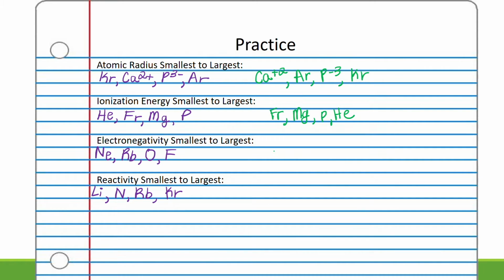Electronegativity from smallest to largest. So actually, it's going to be right in that order because neon has, remember, it's a noble gas. It has no electronegativity at all. Then it's going to be rubidium, oxygen, and fluorine. And reactivity from smallest to largest. So krypton, because that's a noble gas. So really, it has no reactivity. Then nitrogen, very low reactivity. Then lithium's still very high reactivity, but not as high as rubidium.